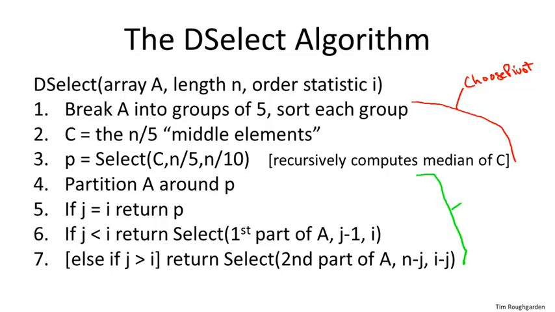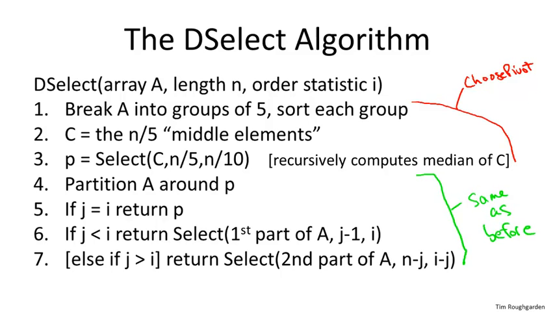So steps 1 through 3 are the new ChoosePivot subroutine that replaces the randomized selection that we had before. Steps 4 through 7 are exactly the same as before. We've changed nothing. All we have done is ripped out that one line where we chose the pivot randomly and pasted in these lines 1 through 3. That is the only change to the randomized selection algorithm.